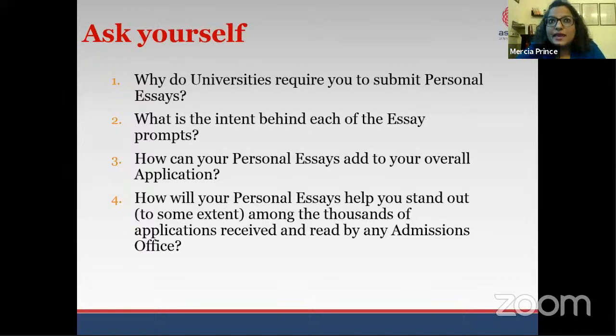What would make the person reading your essay, someone you probably never meet, in an office tucked away somewhere, say, hey, I want to actually meet this candidate. I think it would be worth having a conversation with this applicant. So that's what you want to leave behind, okay? So these are some questions that you can ask yourself.